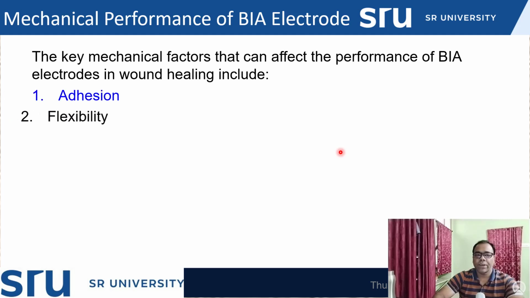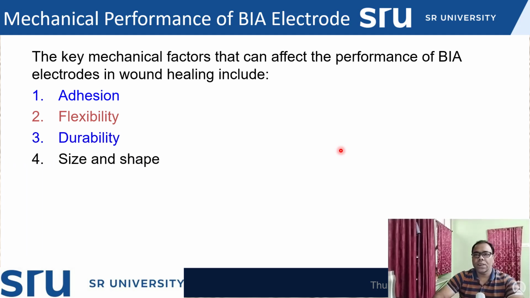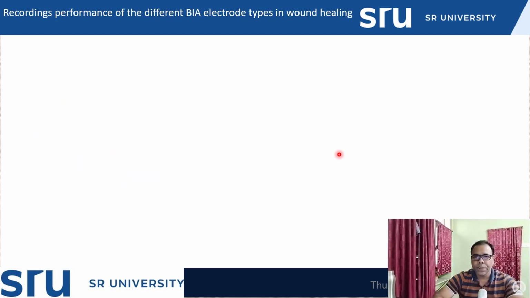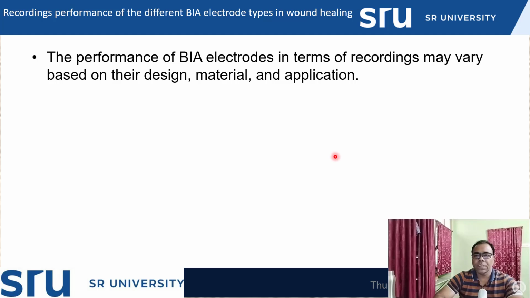Similarly, the mechanical performance of the BI electrode can be assessed, like the adhesion capability and the flexibility, whether the electrode is rigid or flexible. Those can be done with proper testing and characterization. Similarly, the durability of the electrode, and the shape and size of the electrode. One has to know about those factors, and from these values the mechanical properties of the electrode can be predicted. Whether biocompatibility is there or not can also be checked.